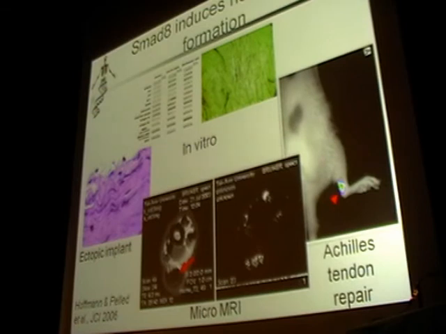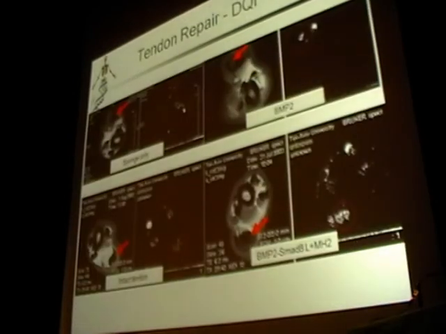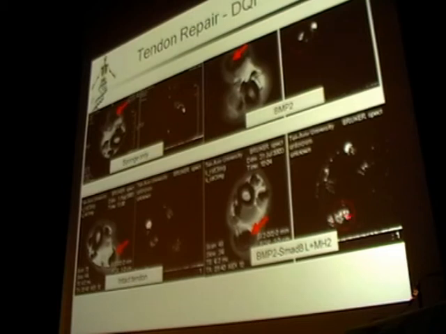Here we followed the cell engraftment using luciferase imaging. This is also another type of MRI image showing, as you see here in the white color, the repair of the Achilles tendon injury that quite resembles the intact tendon.